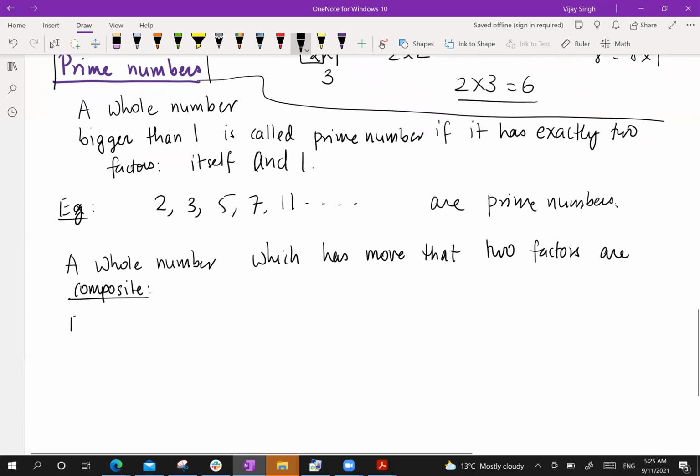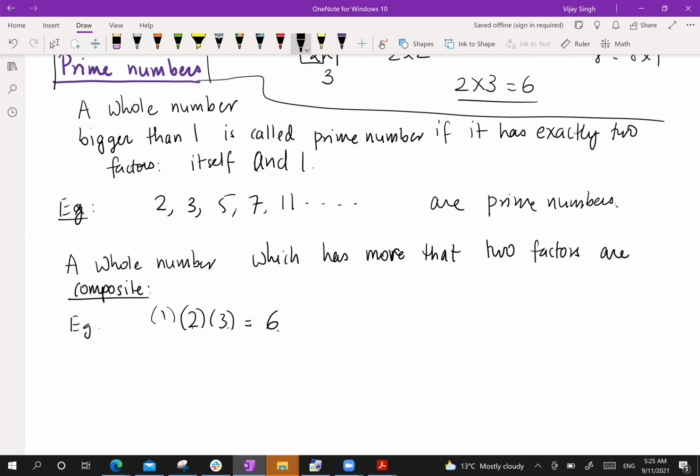So let's look at some examples. For example, let's take 2 and 3 and combine them together. 2 times 3 is 6. So you see, 6 has more than two factors, right? What are these factors? 2, 3, and 1 itself, 1 as well, right? So anything which has more than two factors is composite.